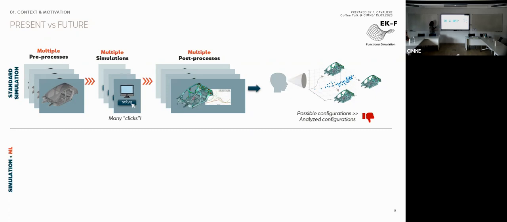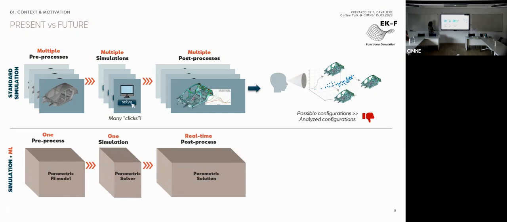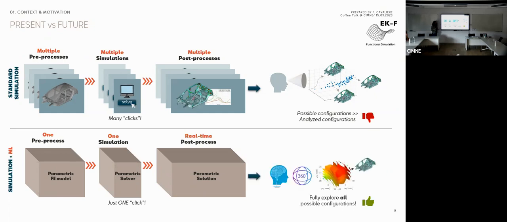And in our opinion, in the future, if we enhance simulation with machine learning methods, we can go to one big parametric process where we need to first of all define a parametric finite element model. Then we need a parametric solver to solve it in order to get also a parametric solution. So instead of having many points in our design space, we have kind of surfaces or volumes where in each point, with only one big parametric computation, we are able to check the structural response of our structure. And we can fully explore then all the possible configurations of our interest.